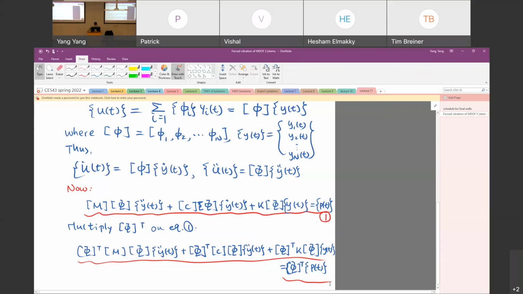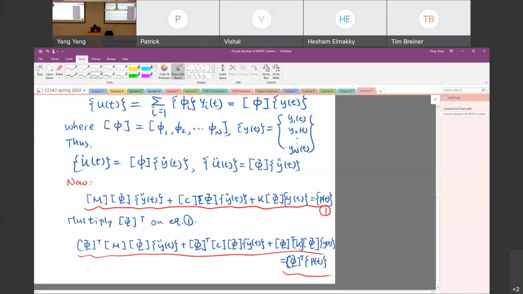Why is M and C in brackets but K is not? Oh, it should be in brackets. All of these three will be matrices. Very good catch. Thank you, Anthony.